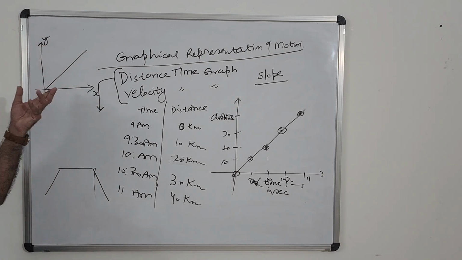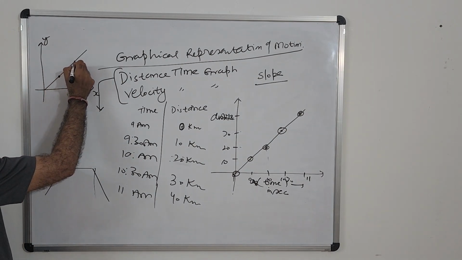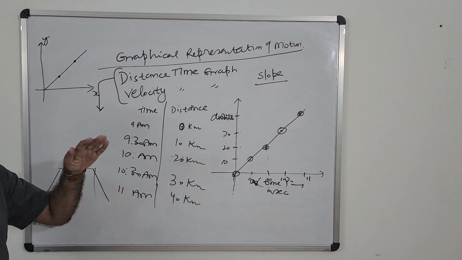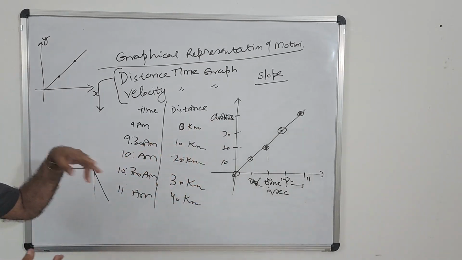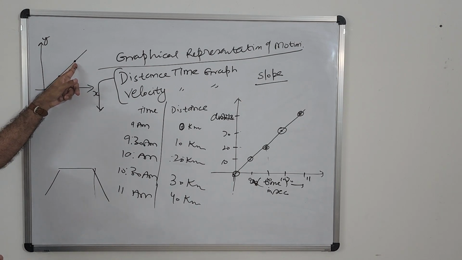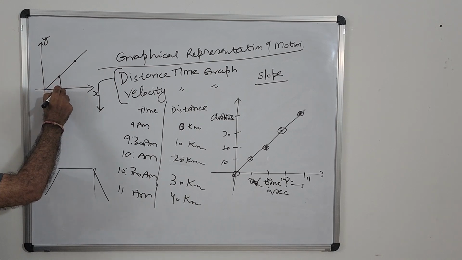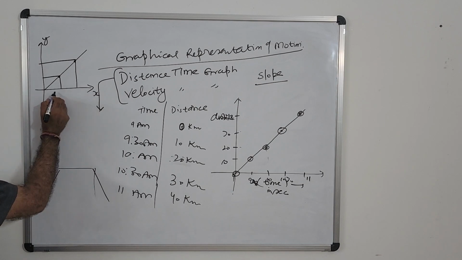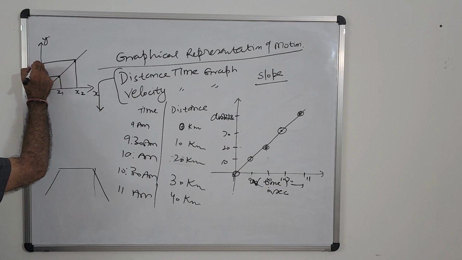I'm telling you how to find slope. Very easy. Take any 2 points. To find the slope of a line, how much the line is inclined, you take any 2 points, it's your wish, on that line, and draw the perpendiculars on the x-axis and y-axis. Name them: x1, x2, y1, y2.